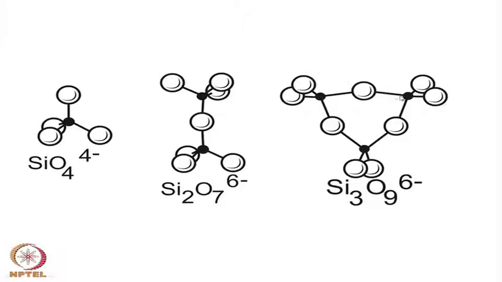This is one silicon, this is another silicon, forming a ring. And these oxygens of course still have unsatisfied charges, and therefore it has a net negative charge, Si3O9. So, there is one silicon, 2 silicon and 3 silicon. These are the repeating groups one can have in different silicate structures.